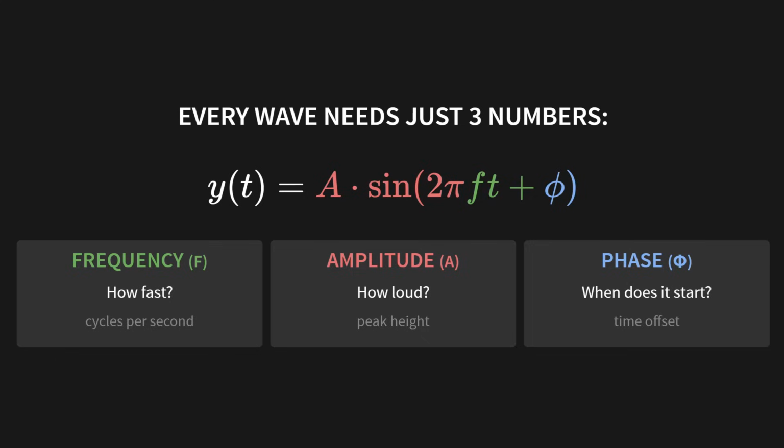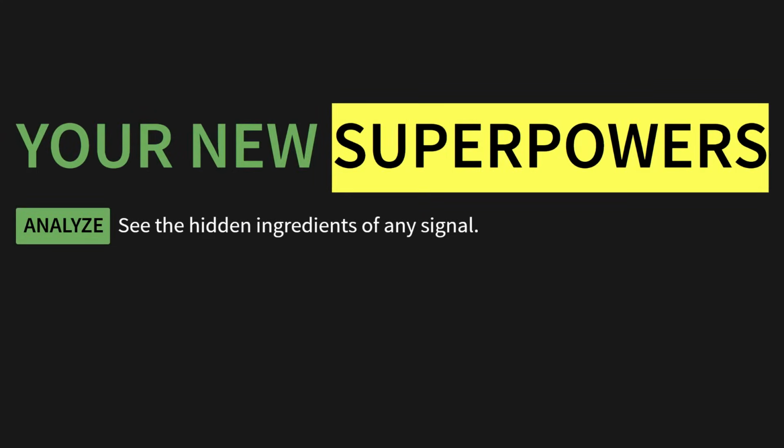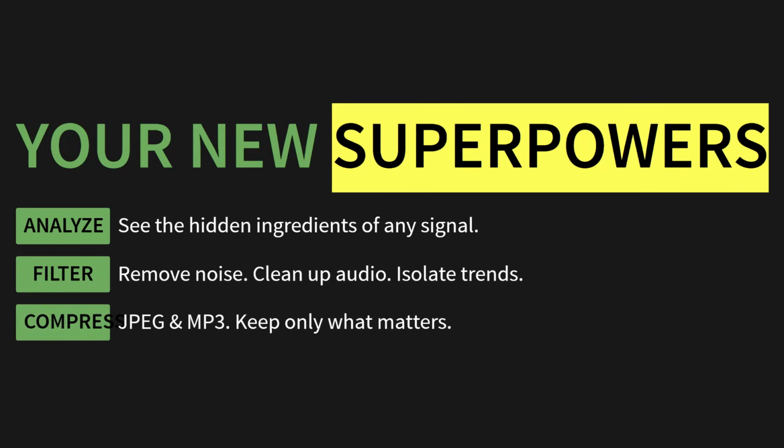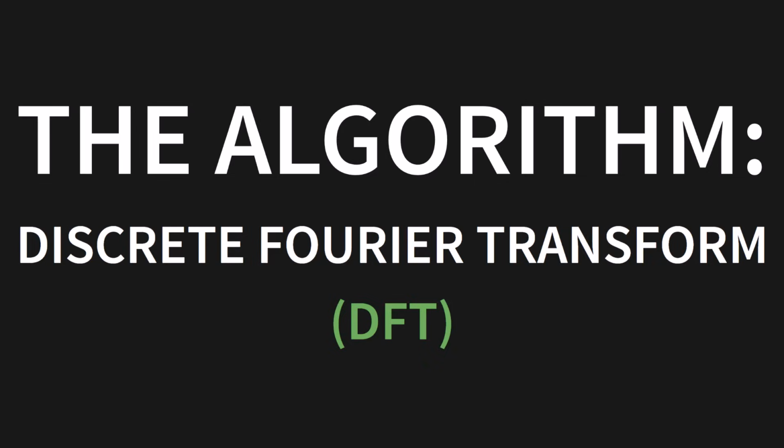When you can break any signal down into these simple numbers, you get new superpowers. You can analyze, see the hidden ingredients of any signal. You can filter, remove noise, clean up audio, isolate trends. And you can compress. This is the magic behind JPEG and MP3. You just keep only what matters. The algorithm that gives you these powers is called the discrete Fourier Transform, or DFT for short.